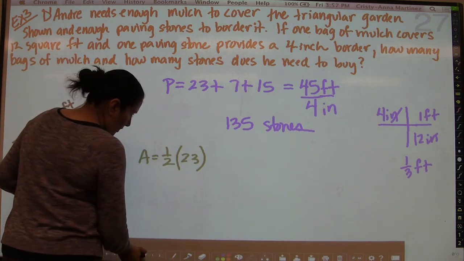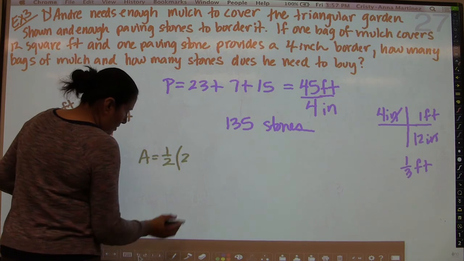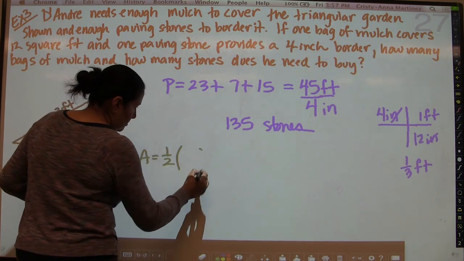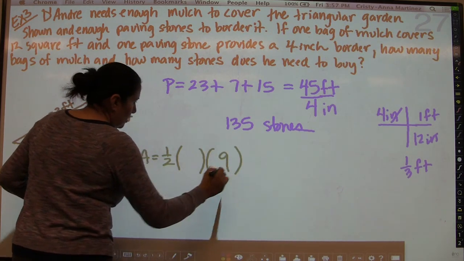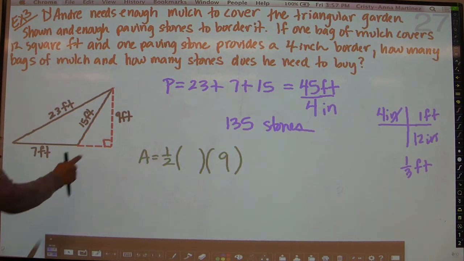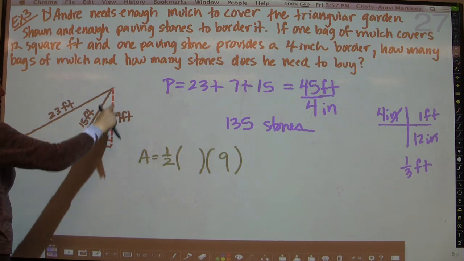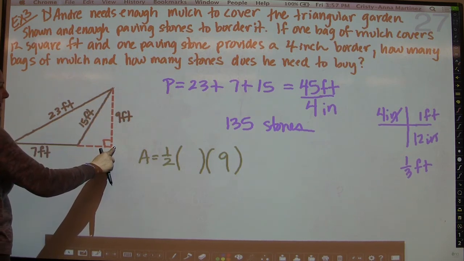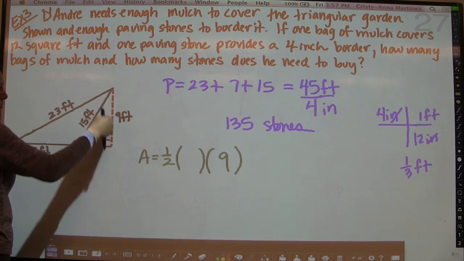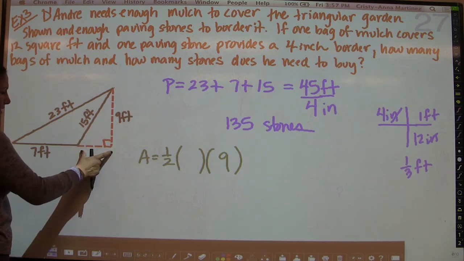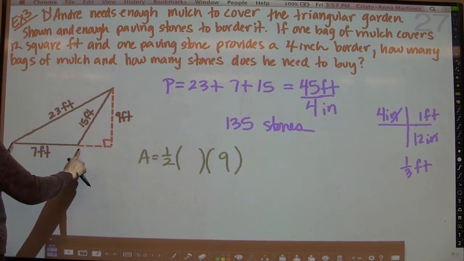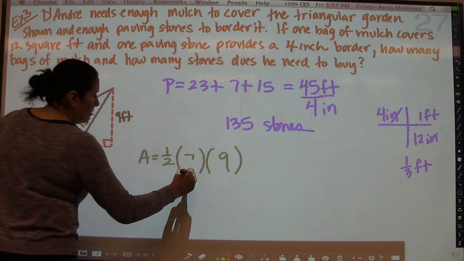So, pardon me. Okay. So the height is right here given to us as 9. But when you choose this to be your height, then the base has to be the segment that it's perpendicular to. So that doesn't include this piece. So it's just this piece right here. So it's actually 7. All right.